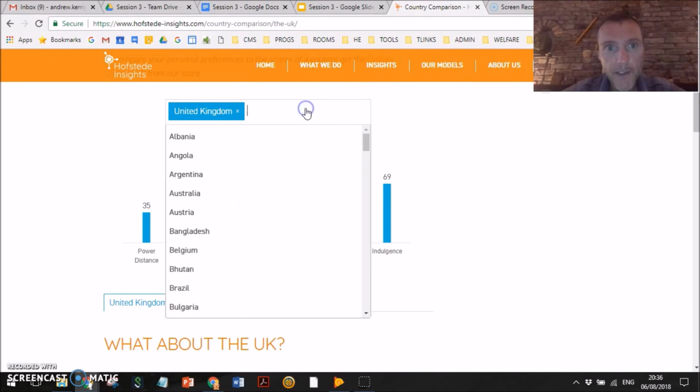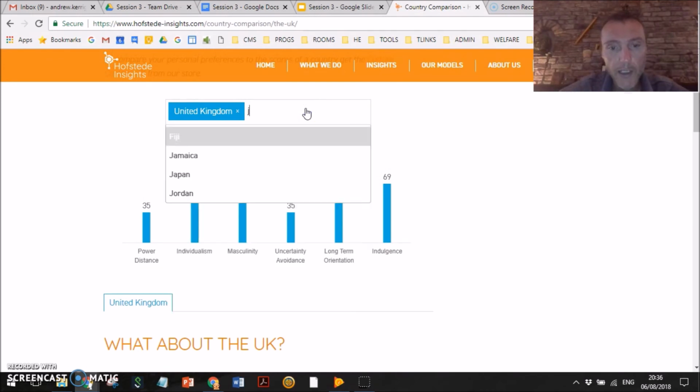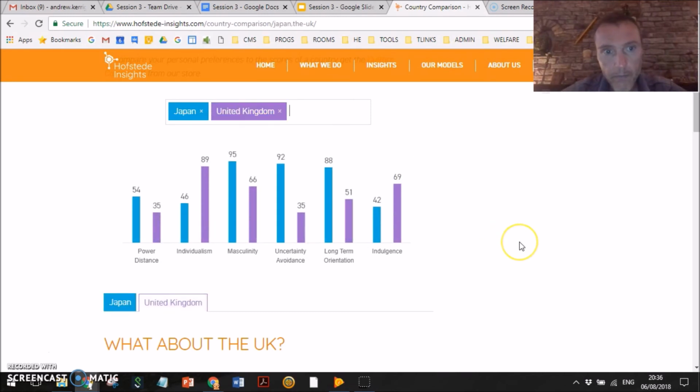Now the great thing about this is you can put in other countries. So let's put Japan in here. So you can see that there's a big difference between uncertainty avoidance between Japan and the United Kingdom. Now when you get this kind of data, you might want to ask the students, can you think of potential communication breakdowns between Japanese and English that might be more common than others? And you might talk about having deadlines, having fixed agreements, etc.